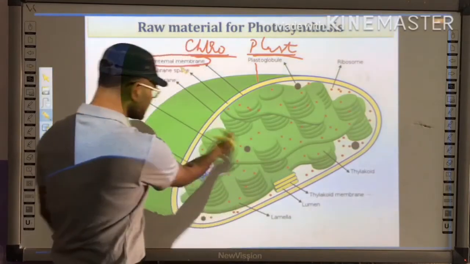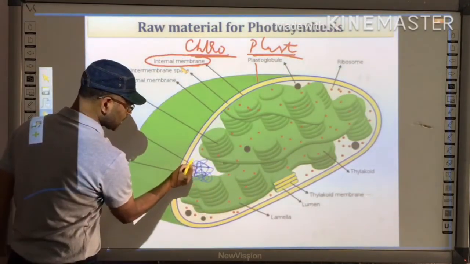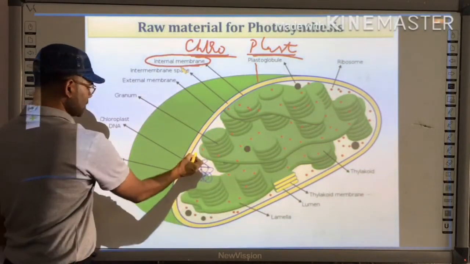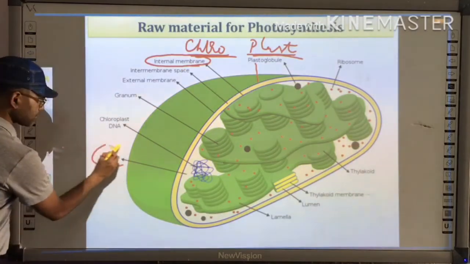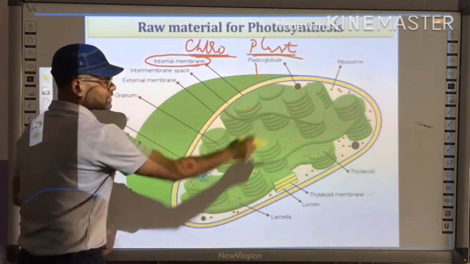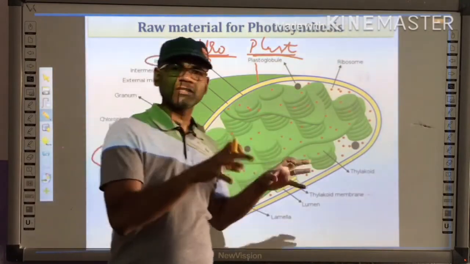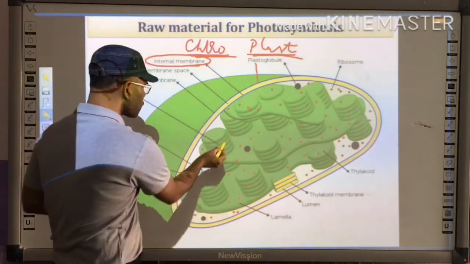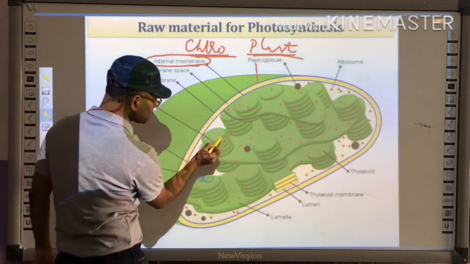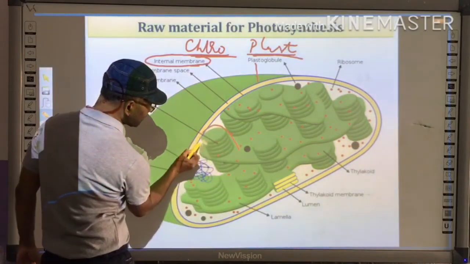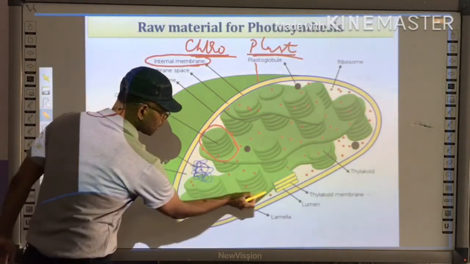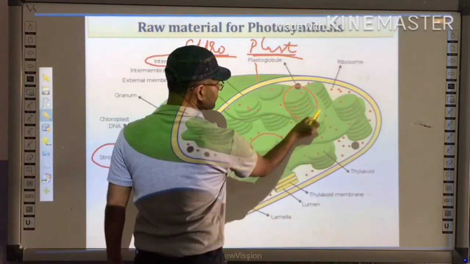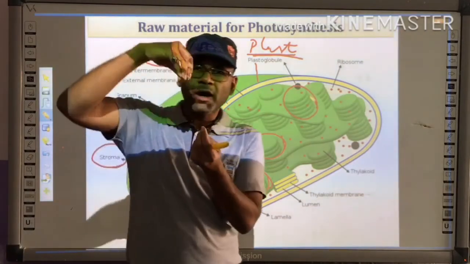Just near the inner membrane, it has the plasma, as you can see here, this grey color structure. These structures are termed stroma. The jelly-like substance which is filled in the chloroplast is called stroma. And this stroma has various coin-like structures, as you can see here. Coin-like bundles. Here also, coin-like bundles. So these are the coin-like bundles.